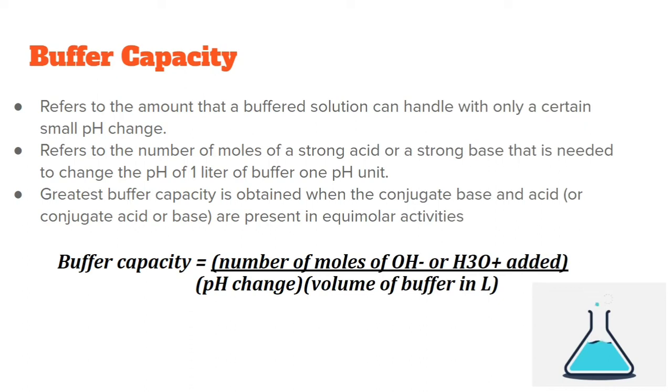Buffer capacity also refers to the number of moles of a strong acid or a strong base that is needed to change the pH of 1 liter of buffer, 1 pH unit. Greatest buffer capacity is obtained when the conjugate base and acid are present in equimolar amounts. And this is the formula and how to calculate for the buffer capacity. But we will not actually be dealing with this formula. It's just for additional information.